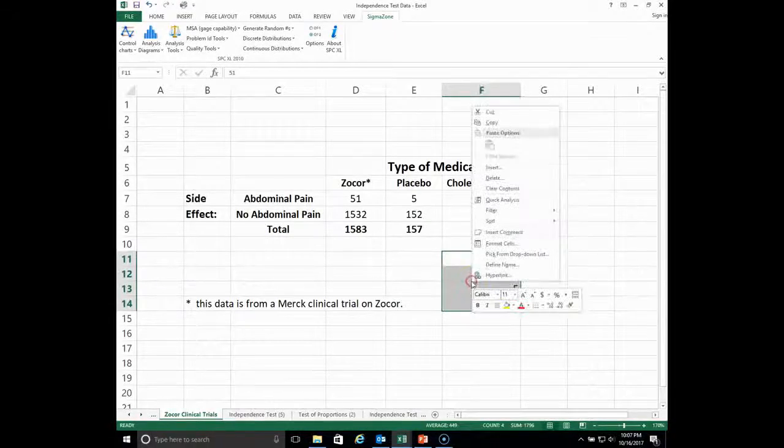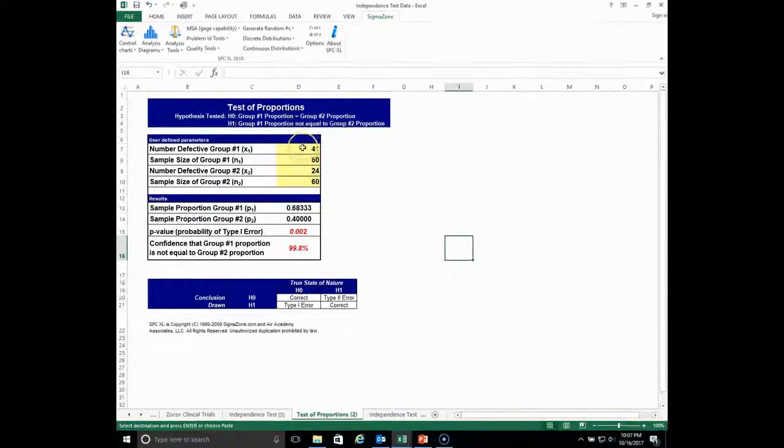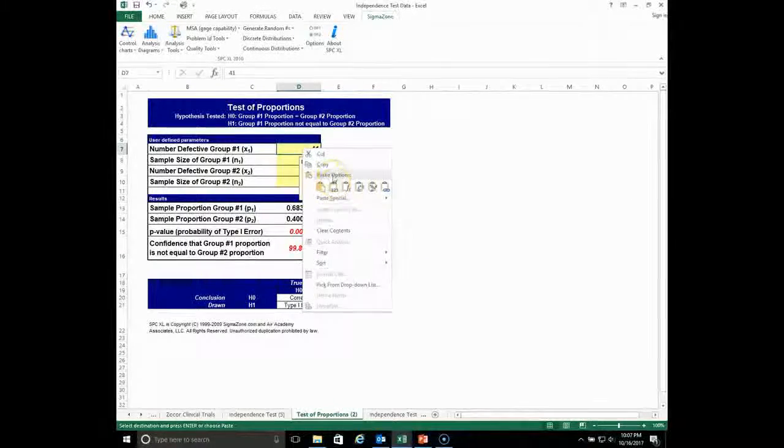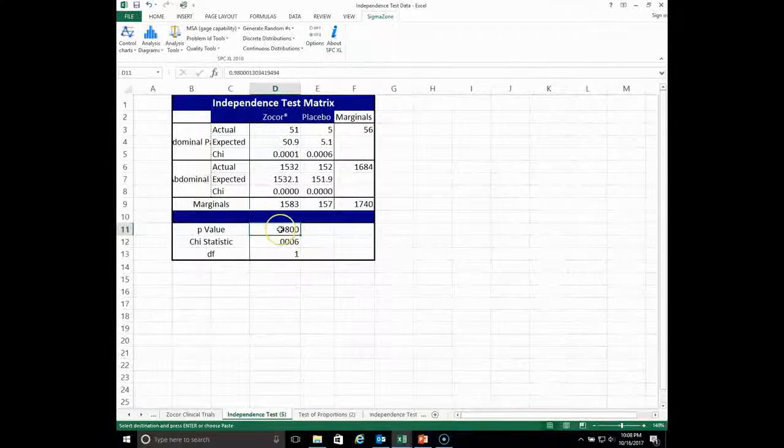You know what I'm going to do? Just going to copy those 4 values and I'm going to paste it in the test of proportions area right here. And let's paste it and look at the p-value there. So the test of proportions is 0.98, just like the independence test matrix got a 0.98 p-value. So when your comparison of 2 categorical variables reduces down to a 2x2 independence test matrix such as this one, the independence test and the test of proportions will provide the same p-value.